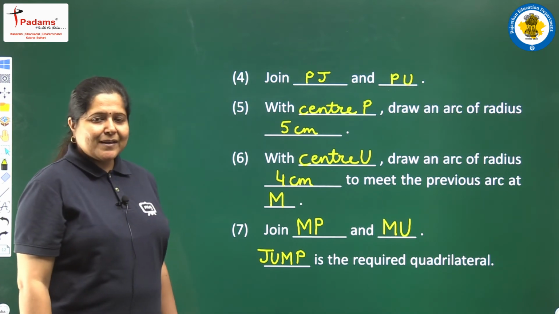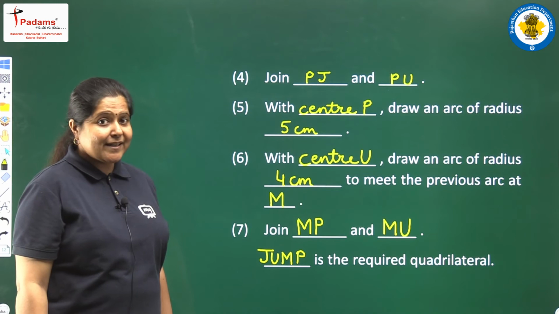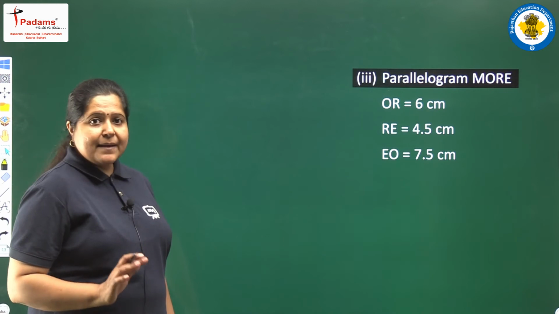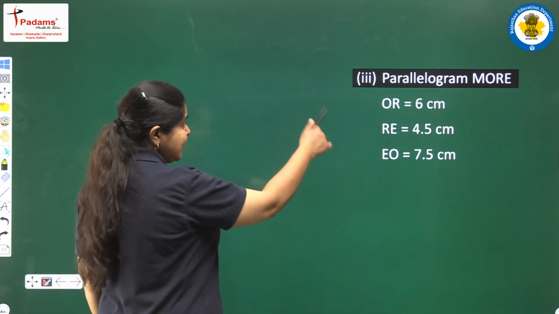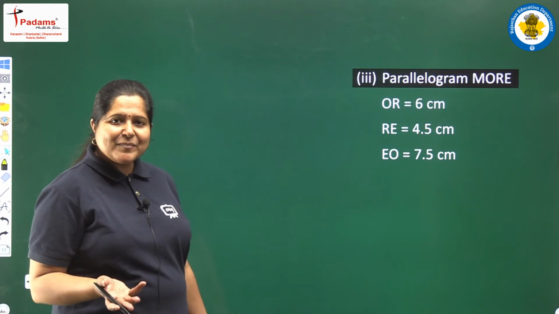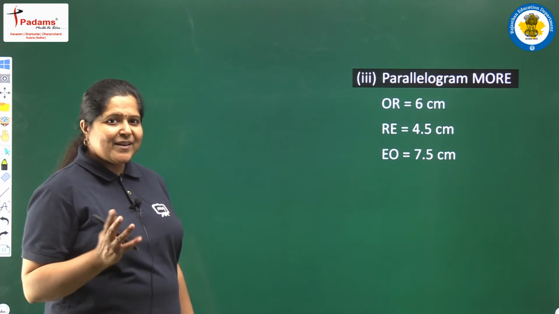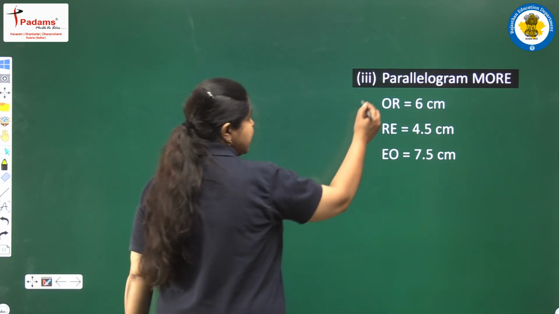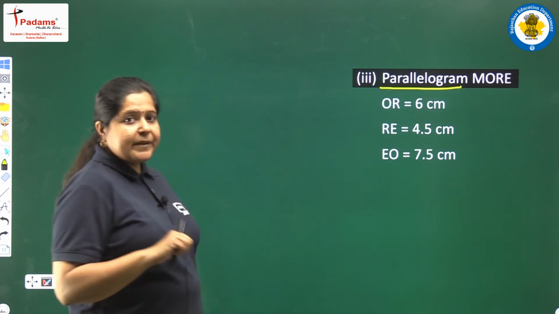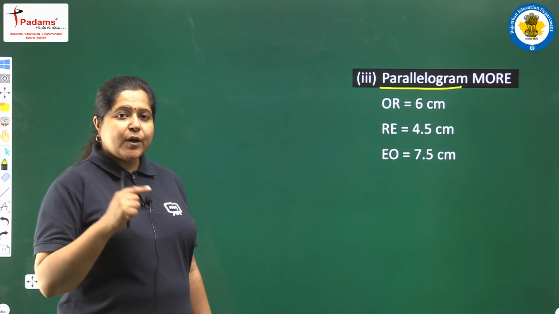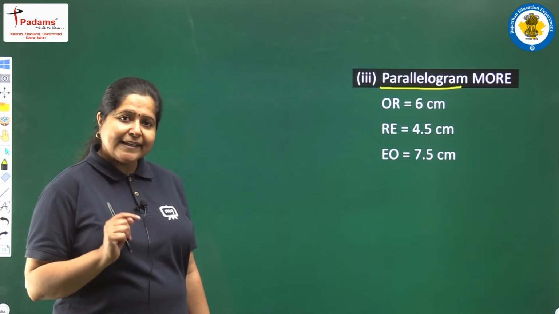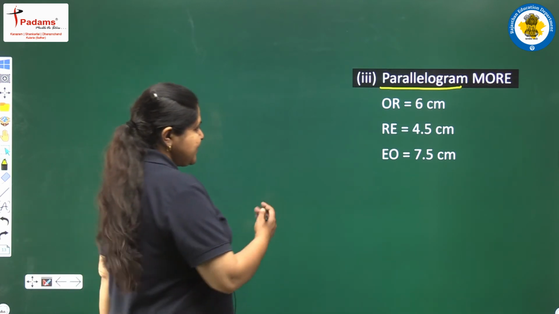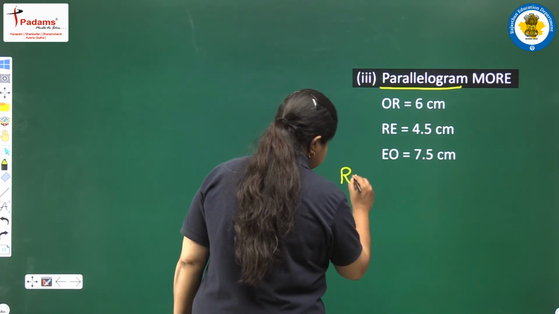So, this is the second part of this question. It is very much clear, I hope this. Then we have construct a parallelogram MORE. Here we have been given only 3 measurements, but we need 5 measurements. So, how we will construct it? Here we have a special quadrilateral named parallelogram. So, we will be using its property which says that the opposite sides of a parallelogram are equal, and then we will be having again 5 measurements with us. Let us first draw its rough sketch and then you will be able to see it.